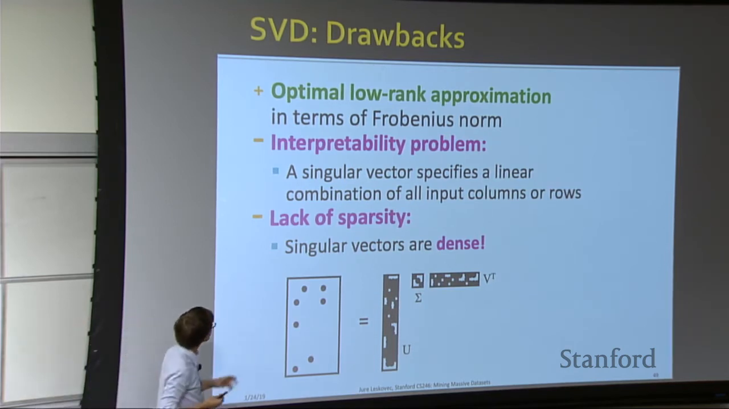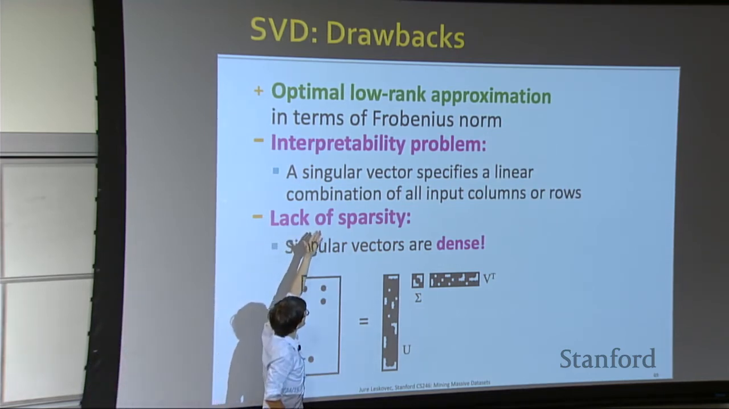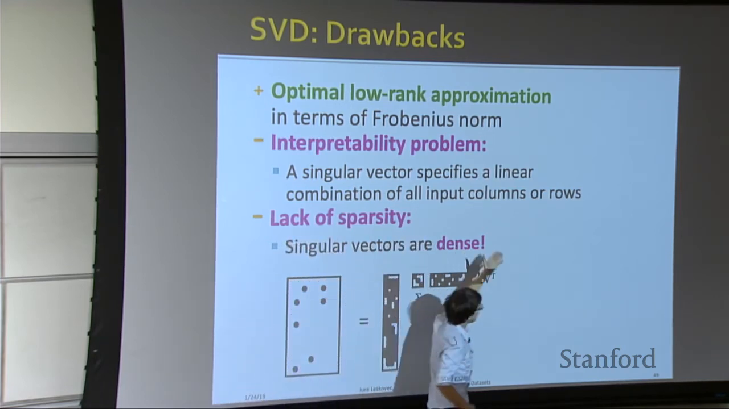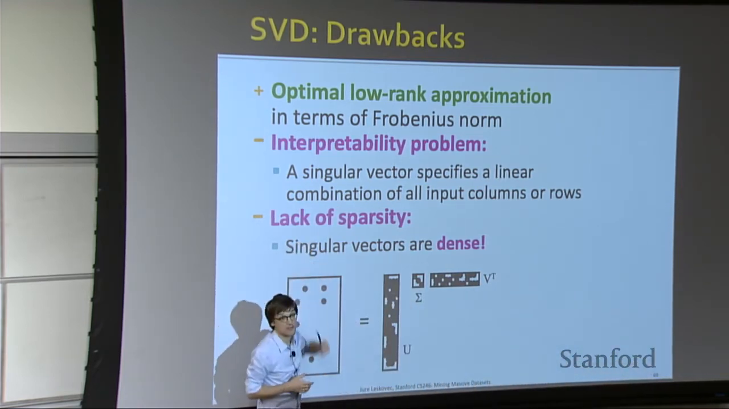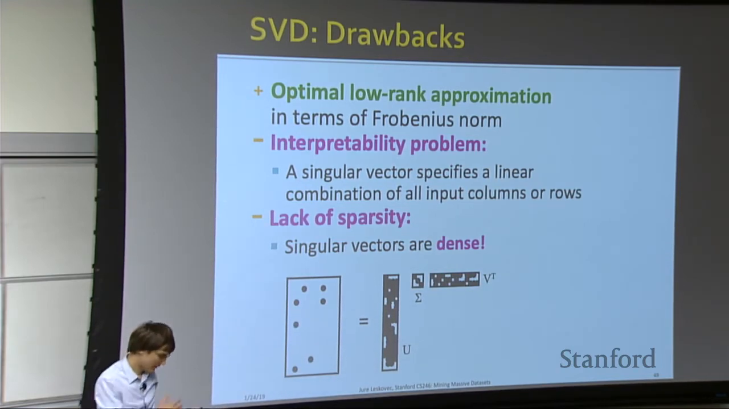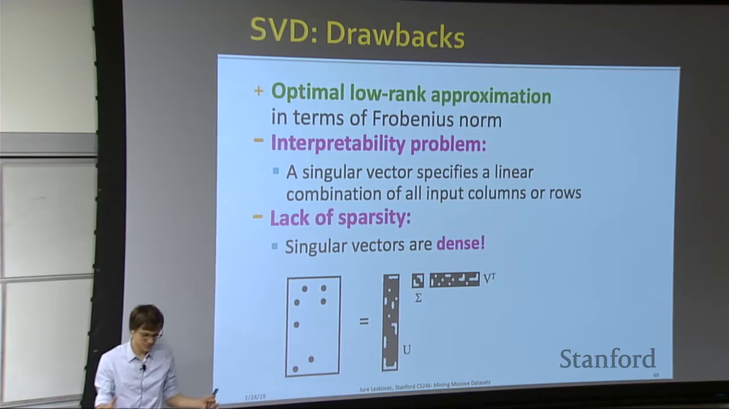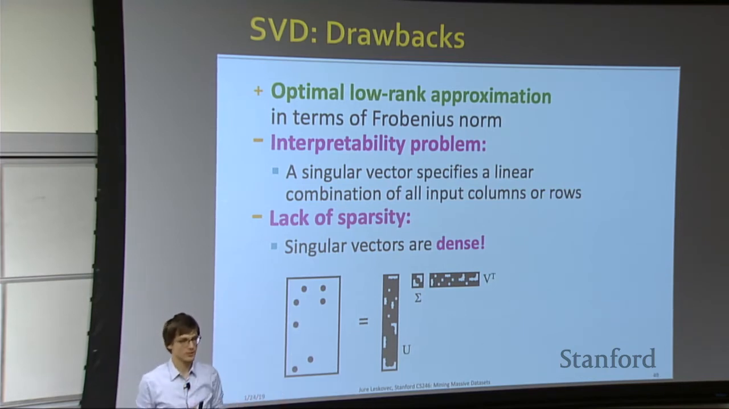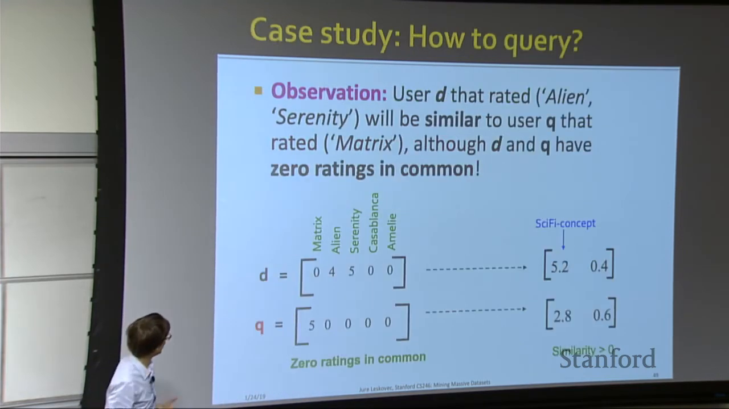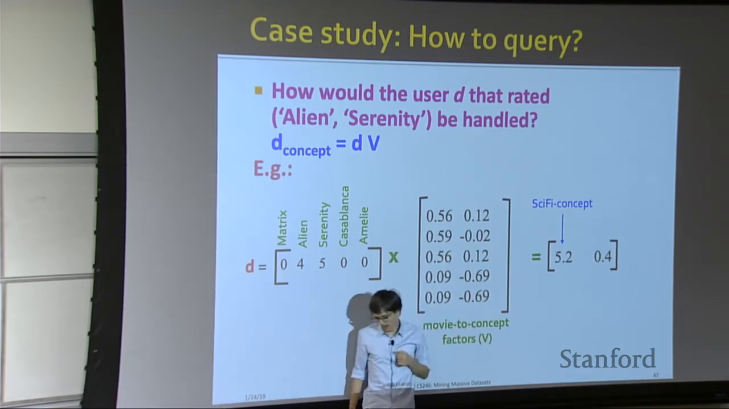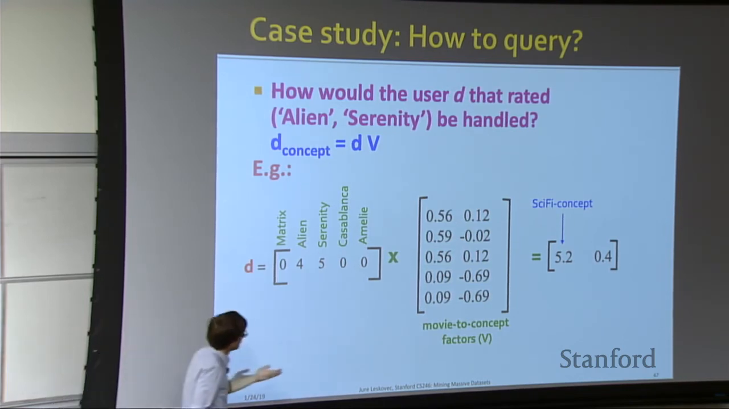What are some issues? One issue is what people call the interpretability problem. The problem is that the singular vectors specify some linear combination of all input columns and rows, right? This second point is very similar to what we were talking about on Tuesday when we talked about clustering and we said, oh, if you're in Euclidean space, you can take the centroid. But if you are not in Euclidean space, you have to take the clustroid because we don't know how to average points. And this is in some sense a very similar point, right? Like in SVD, concepts are some arbitrary vectors. And when we want to go and interpret them, we don't know how to interpret them.